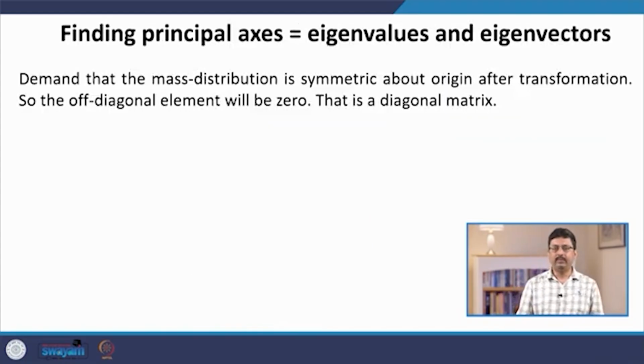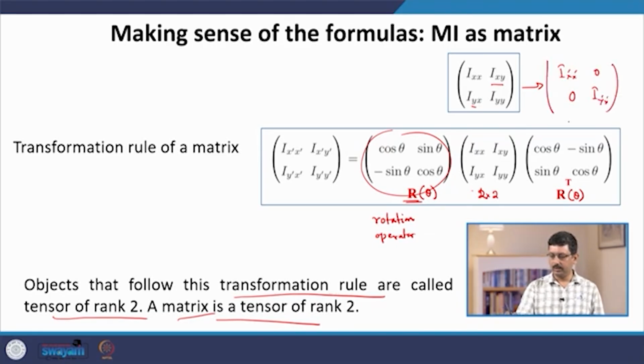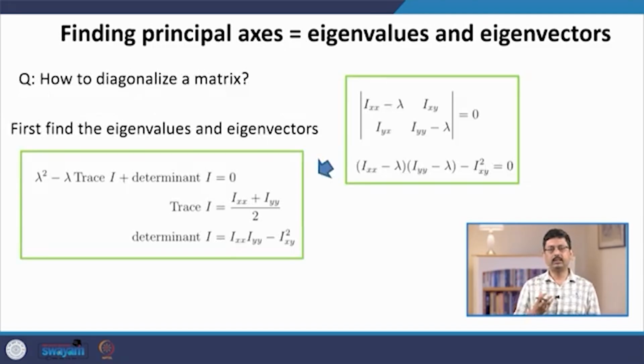So, finding the principal axis of rotation we can now pose as a problem of matrix. Suppose we start with this matrix and we want to do some transformation on it so that the off diagonal elements become 0. That means we are talking about matrix diagonalization. This is a standard problem in linear algebra: how to diagonalize a matrix. There are two steps. The first step is to find the eigenvalues.